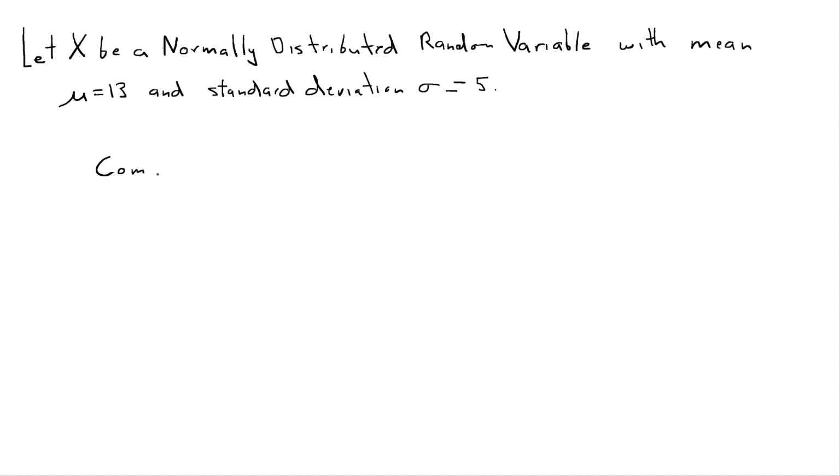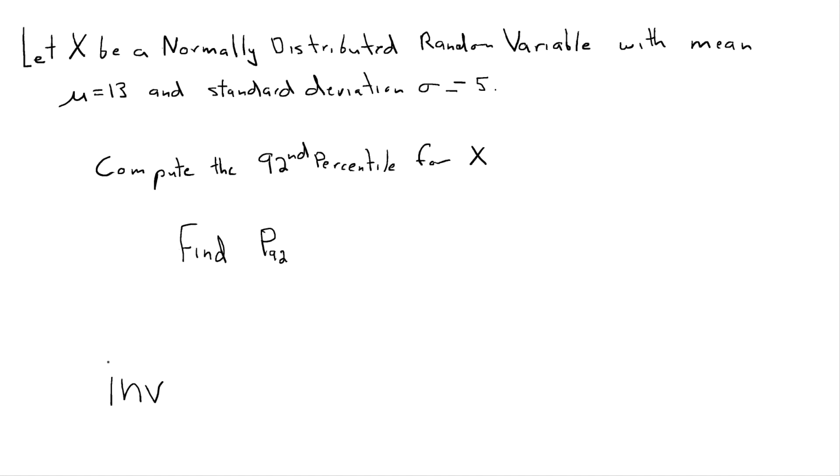And we want to compute the 92nd percentile. Now the symbol for that's going to be a big capital P with a subscript of 92, so the 92nd percentile. To do this, we're going to use an option on the calculator called the inverse norm.